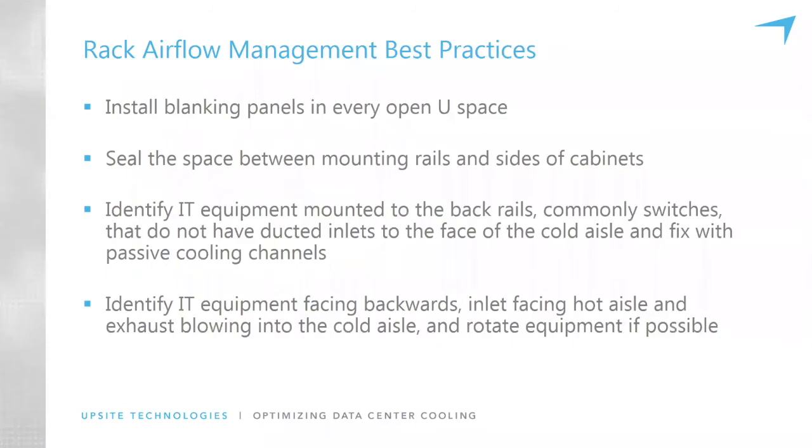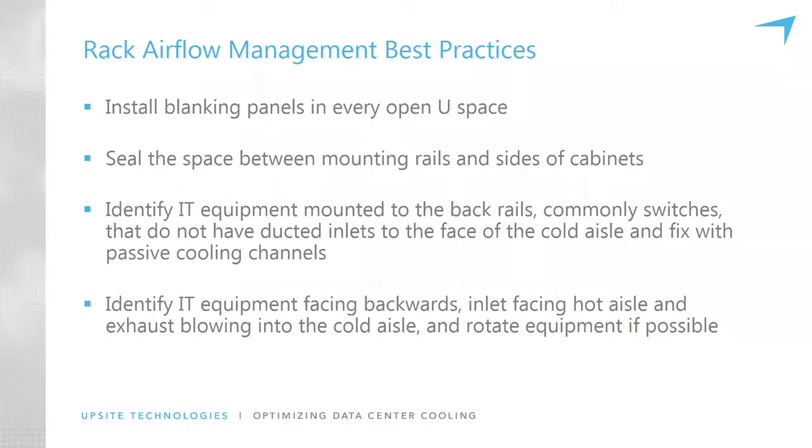So, rack airflow management best practices are installing blanking panels in every open use space. And this really should be bolded and capitalized and italicized, every open use space, every single one. Sealing the spaces between mounting rails and the sides of the cabinets, this is often overlooked. So the design of some cabinets leaves large open spaces there. Identifying IT equipment that's mounted to the back rails. Commonly switches are mounted on the back rails, and even though they breathe front to back, the inlets are buried inside the cabinet because they're not full depth. The switches are on the back rails, and so the inlets can't get to the cold air in the cold aisle, and these need passive channels to help duct that conditioned air from the cold aisle to the inlets.